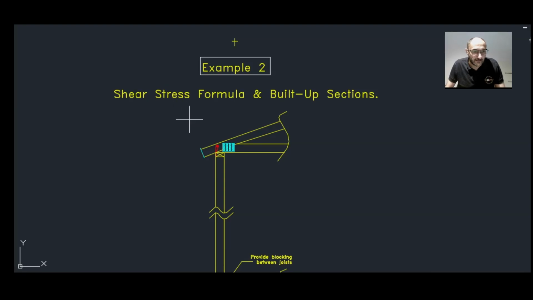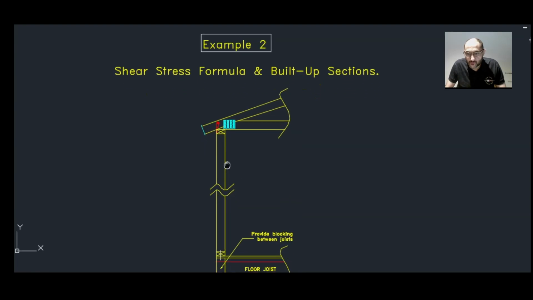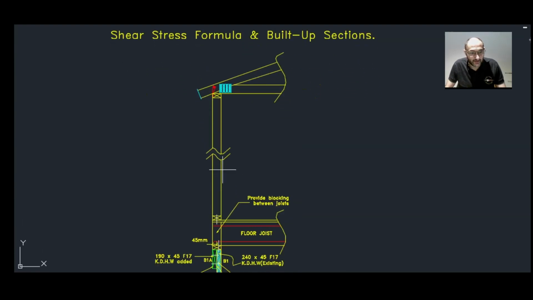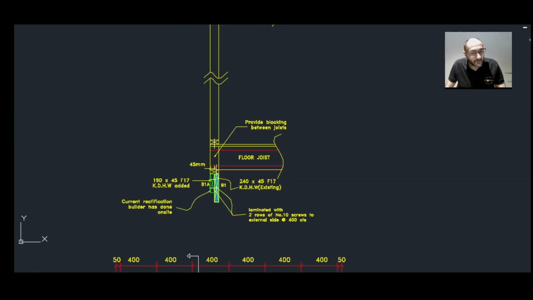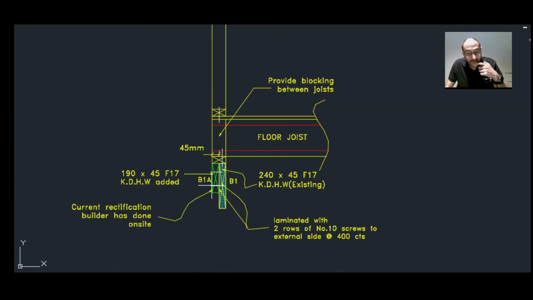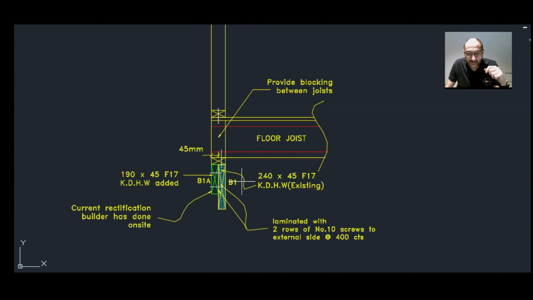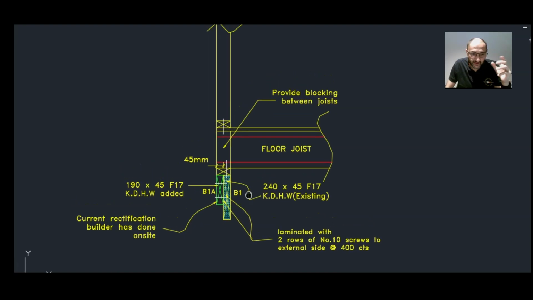Hi guys, welcome back to part 4, example 2. So let's get straight into it. We have a situation where the builder has installed a different beam size to what was nominated by the engineer. Initially the beam size of B1 was nominated to be 2 240 by 45 F17 KD hardwood.